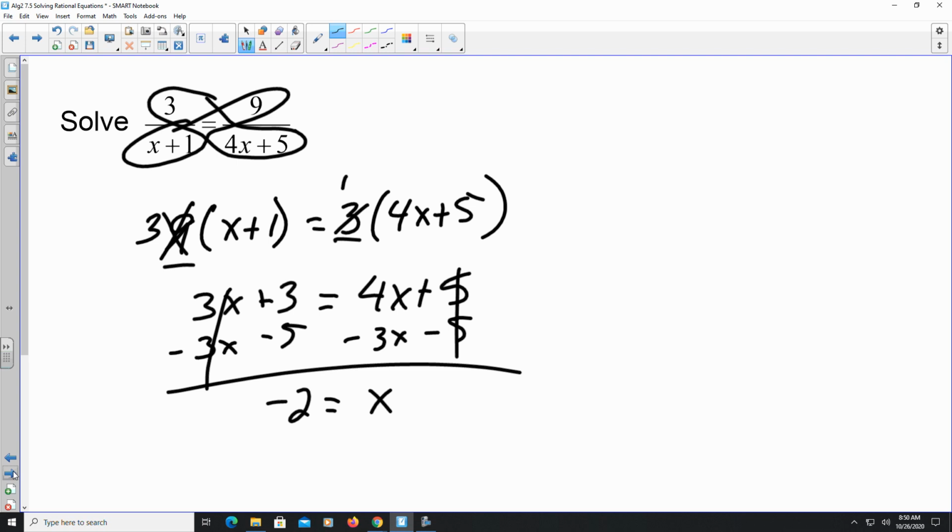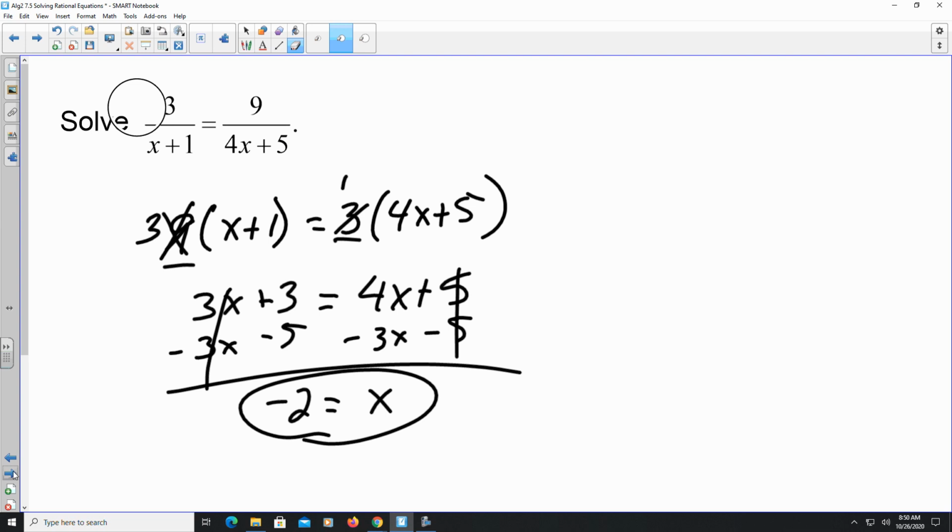The last thing you have to check for this particular problem is to make sure that negative 2 doesn't make your original equation undefined. So if I put negative 2 here, negative 2 plus 1 is negative 1. It's not 0. We're good. I go over here, negative 2 times 4 is negative 8, negative 8 plus 5 is negative 3, it's not 0, we're good. So this checks out. That's why you have to check your solutions, because if for some reason you have an answer that makes your original expression undefined, you can't use that solution. So please make sure you check them.